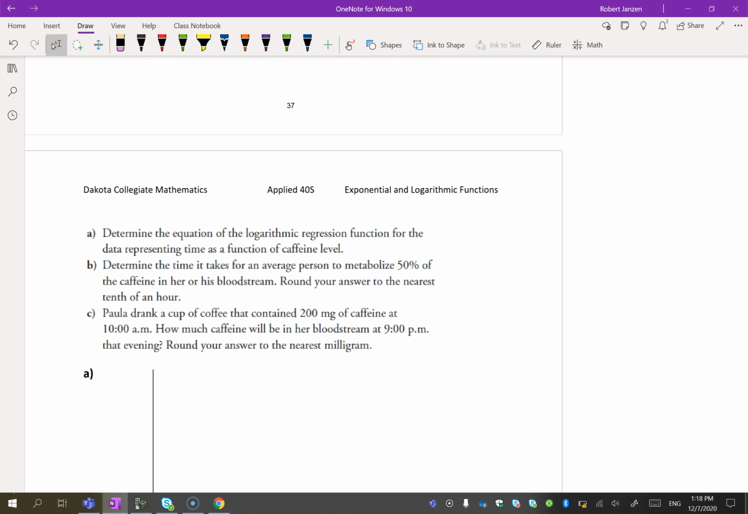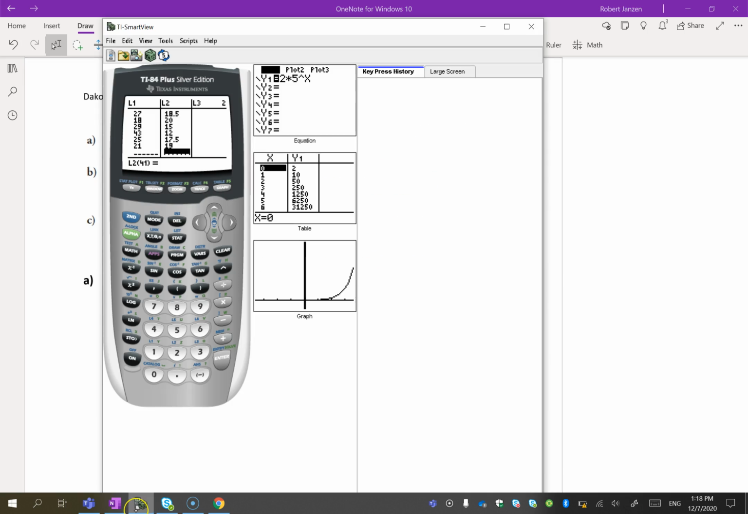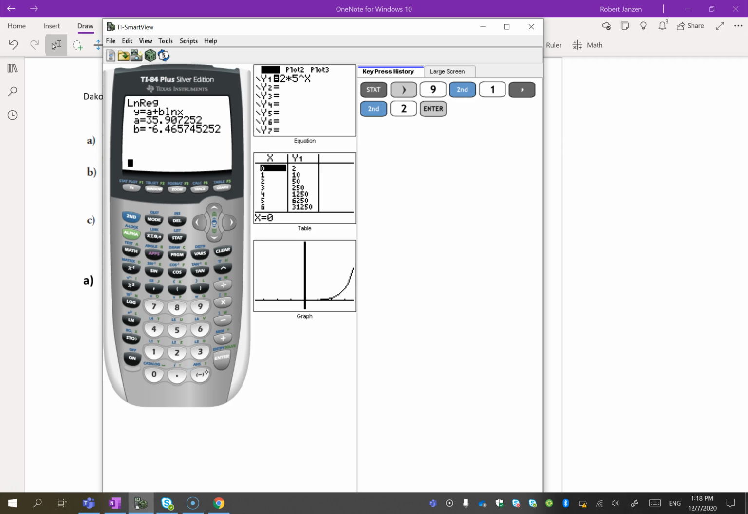We're supposed to answer some questions here. First question: determine the equation of the logarithmic regression. So it tells us it's a log regression for the data. I've already entered everything in, so now I'm going to go to stat calc, and what do I want to do? Mine is natural log regression. So I'll go L1, comma L2. And that's what I get.